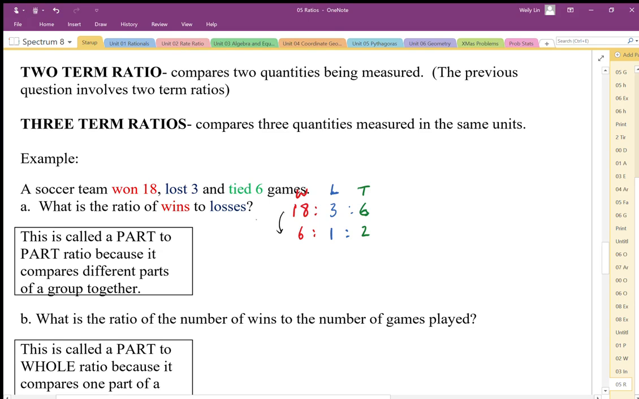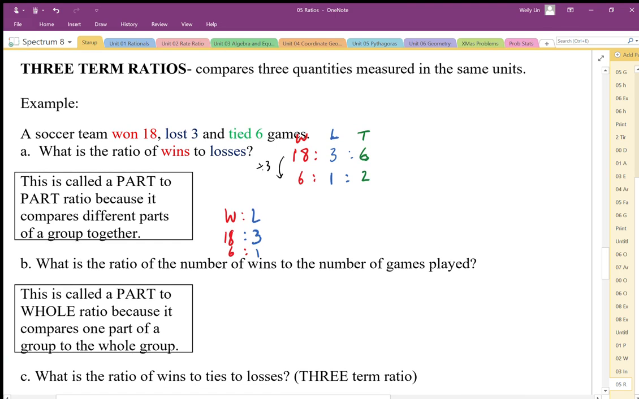So in this case, we have a divide by 3. We can write our wins to losses as 18 to 3. So our win to loss ratio is going to be 18 to 3, or 6 to 1. So for every 6 wins, we have 1 loss, which is a pretty good record. And this is a part-to-part ratio.